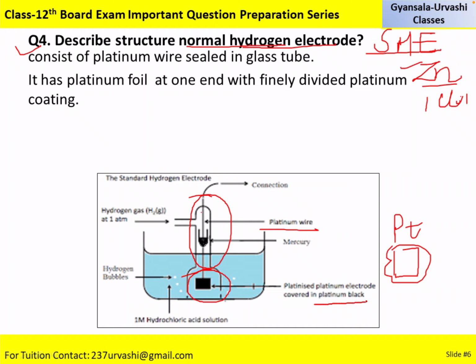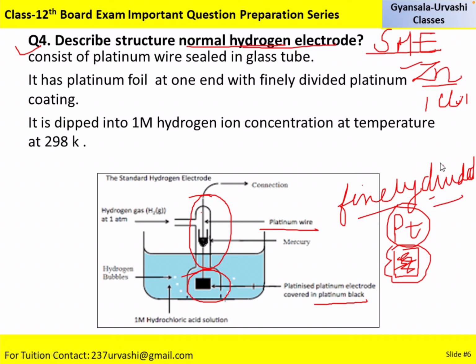Now the question is why it is written as platinum black. So this coating is not simply platinum, it is what? Finely divided platinum. Okay. So we have divided it into small particles and then coated this onto the metal, hence it is known as platinum black. Okay. After that, next is, you see a blue color solution here. So this solution is what? This solution is a 1 molar hydrogen ion concentration solution.